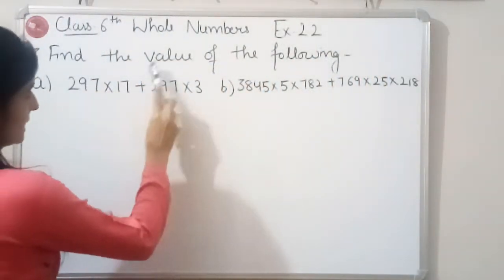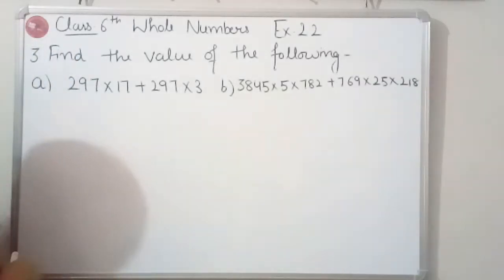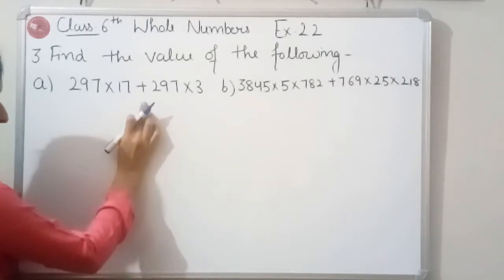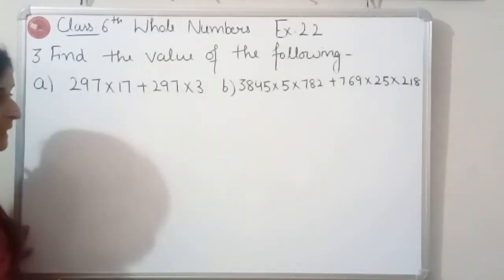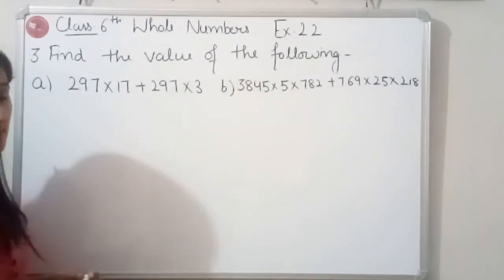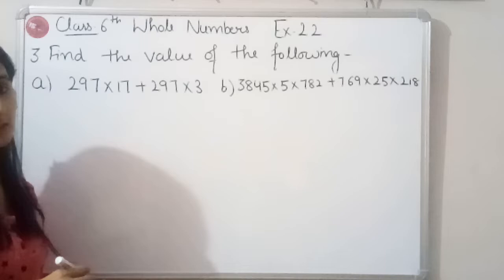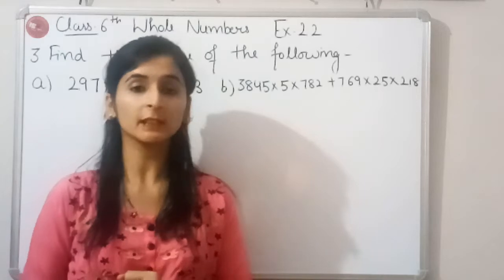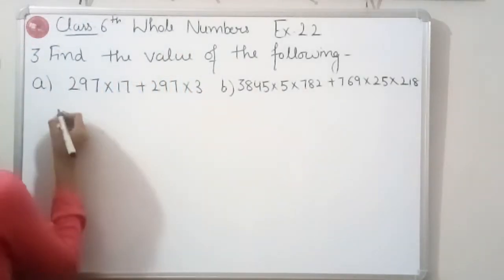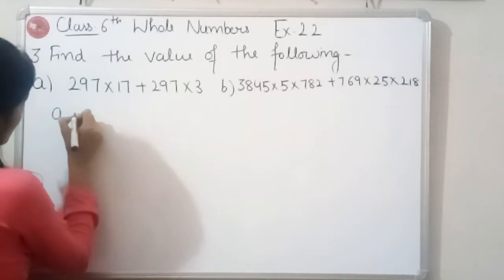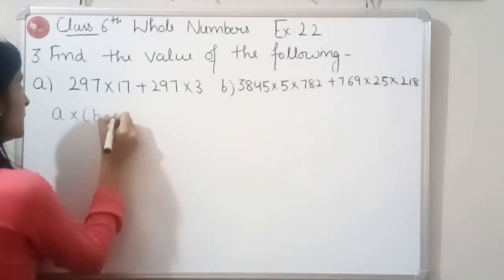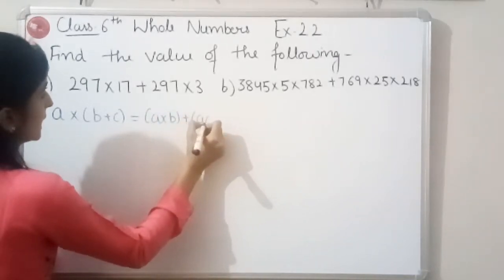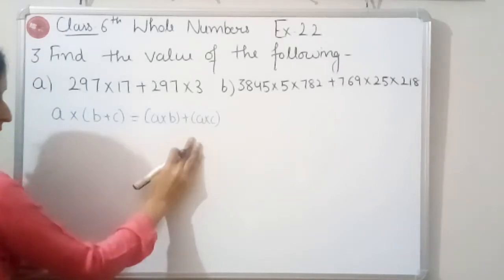The third question is: find the value of the following. Part A is 297 multiplied by 17 plus 297 multiplied by 3. Children, which property can we use here? We can use the distributive property. What was the distributive property? Let me tell you again. A multiplied by (B plus C) is equal to A multiplied by B plus A multiplied by C. This was our distributive property.